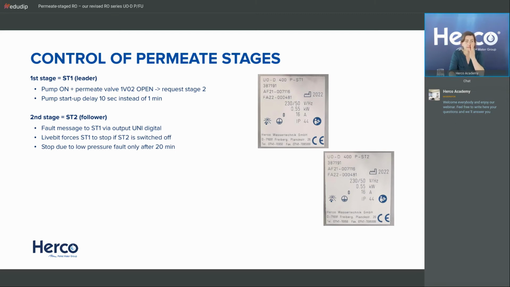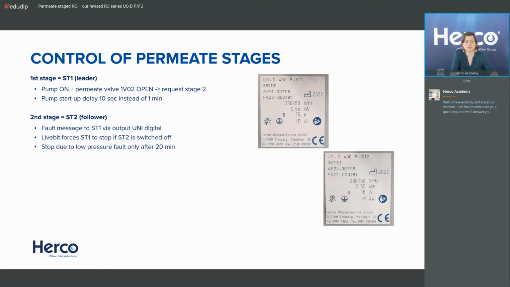Okay, when you look at the stages, each of the stages has its own designation. You see here that is designated with the name of the unit and the common article number plus stage 1 or stage 2. So you see here UOD 400P, top one is stage 1 and bottom one is stage 2. You see that each one has a kilowatt connection value. This is because each one is connected separately to the electrical supply.